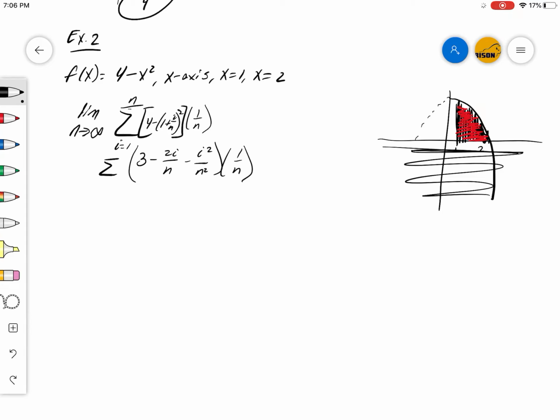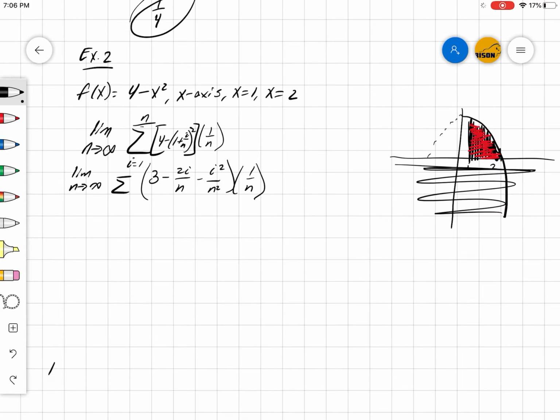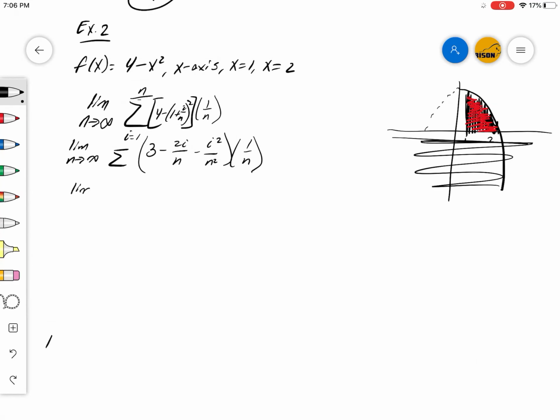Remember, we're still taking a summation, and one of the great things about summations is we can give them all their own summations. I'm going to skip a couple steps, give everything its own summation, and simplify it as much as I can. So we've got the limit as n goes to infinity of 1 over n times the summation of 3, minus 2 over n squared times the summation of i, minus 1 over n cubed times the summation of i squared.